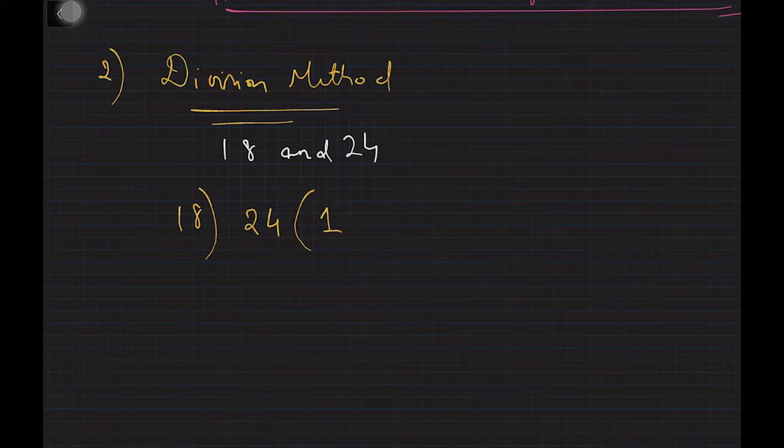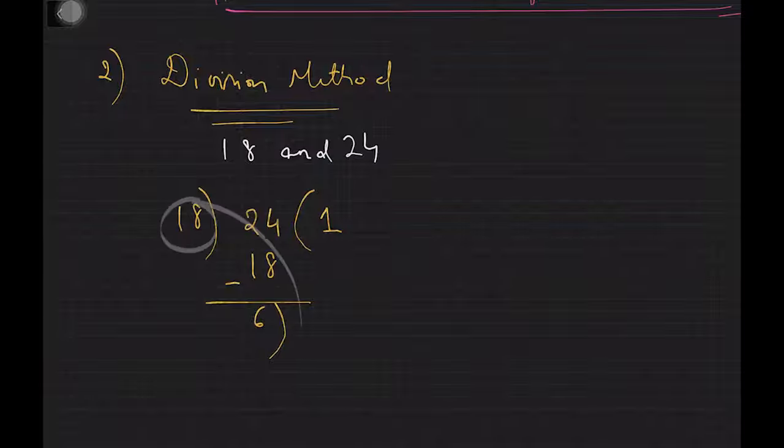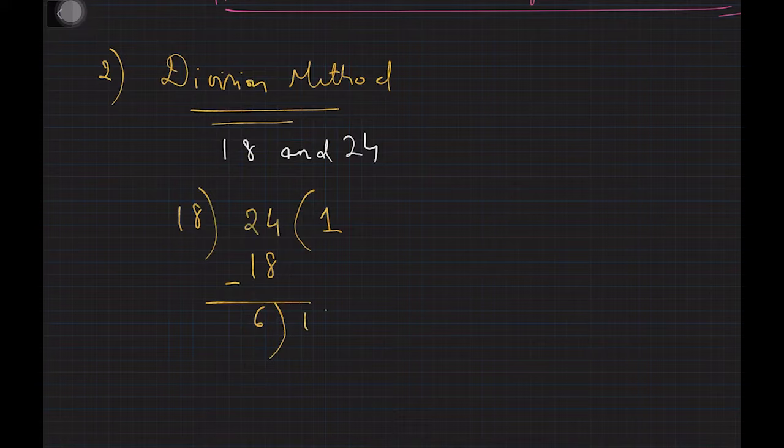So 18 ones are 18, so we get 6 as the remainder. We cannot stop this division process, we need to continue, but with a logic: the remainder 6 will become the divisor in the next step, and the previous step's divisor 18 will become the dividend in the next step. That is, 6 will become the divisor and this 18 will become the dividend. So we get 18 here. Now 6 3s are 18, so we get 18 and we get remainder as 0.